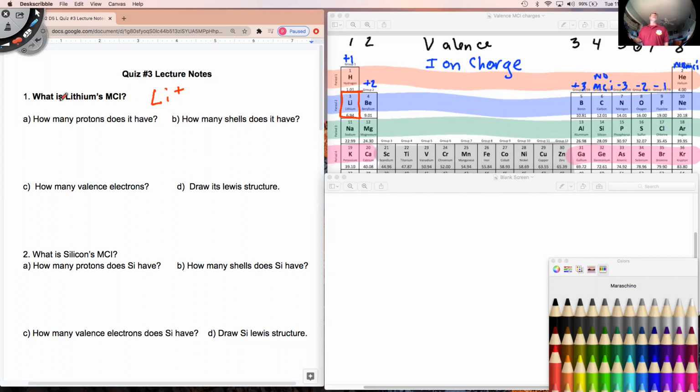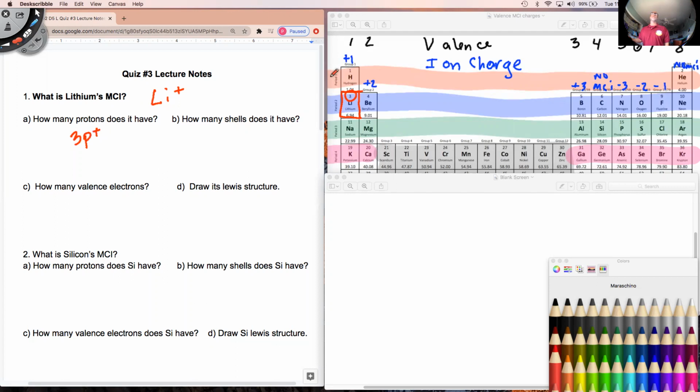So let's go again. So we have lithium's MCI. How many protons does lithium have? Well, remember that when we go to the periodic table, this is it right there. So lithium has 3 protons, ladies and gentlemen. 3 protons. All right.